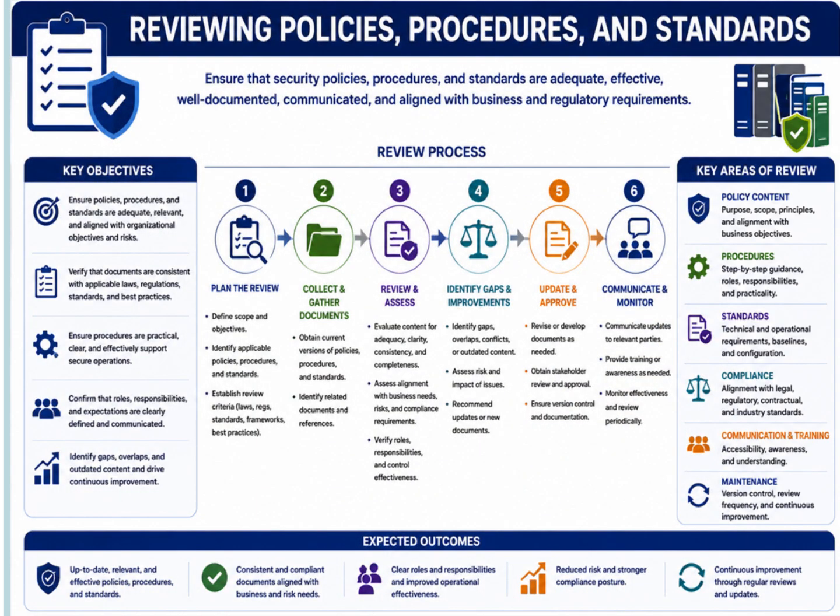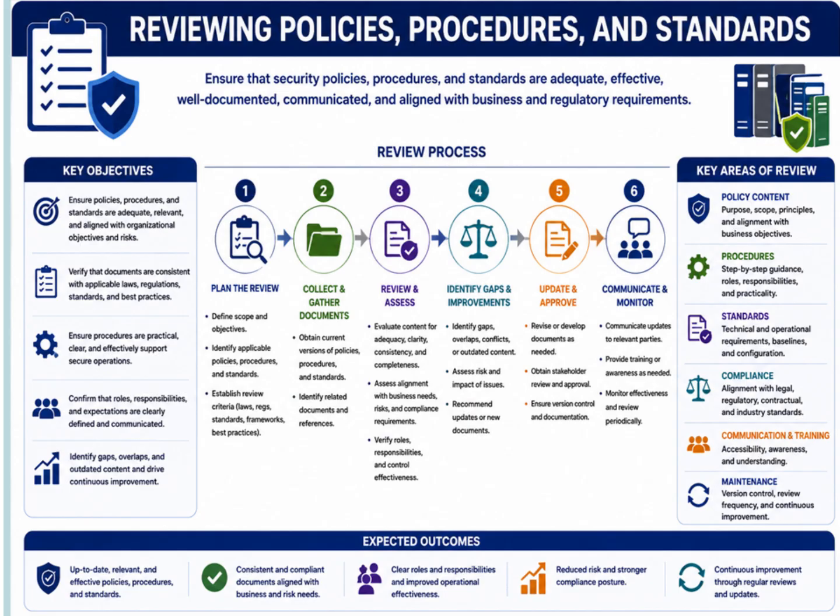Security policies, procedures, and standards form the foundation of a strong security program and help ensure that controls are consistent, effective, and aligned with business and regulatory requirements. The review process begins with planning the review. Auditors or security teams define the scope, objectives, review criteria, and identify the policies, procedures, and standards that will be assessed. The next step is collecting and gathering documents.